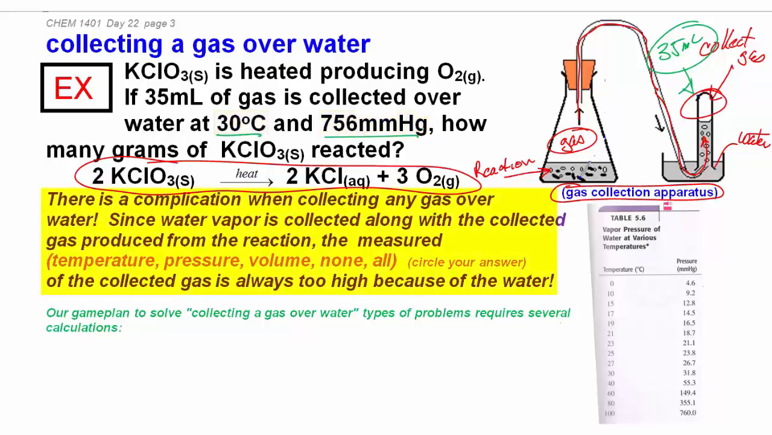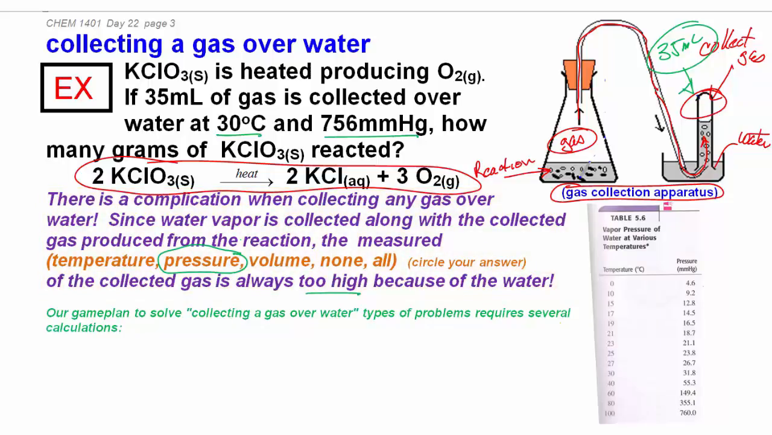Now there's a complication when collecting any gas over water. Since water vapor is collected along with the collected gas, in this case oxygen, the measured pressure is always too high. Because we want the pressure due to just oxygen. We don't want the pressure due to oxygen and water vapor.